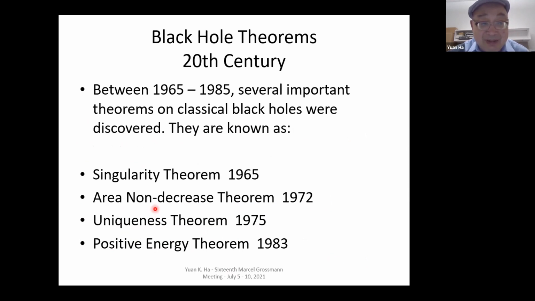Now, between 1965 and 1985, several important theorems on classical black holes were discovered. They are known as the singularity theorem, area non-decrease theorem, uniqueness theorem, and positive energy theorem.